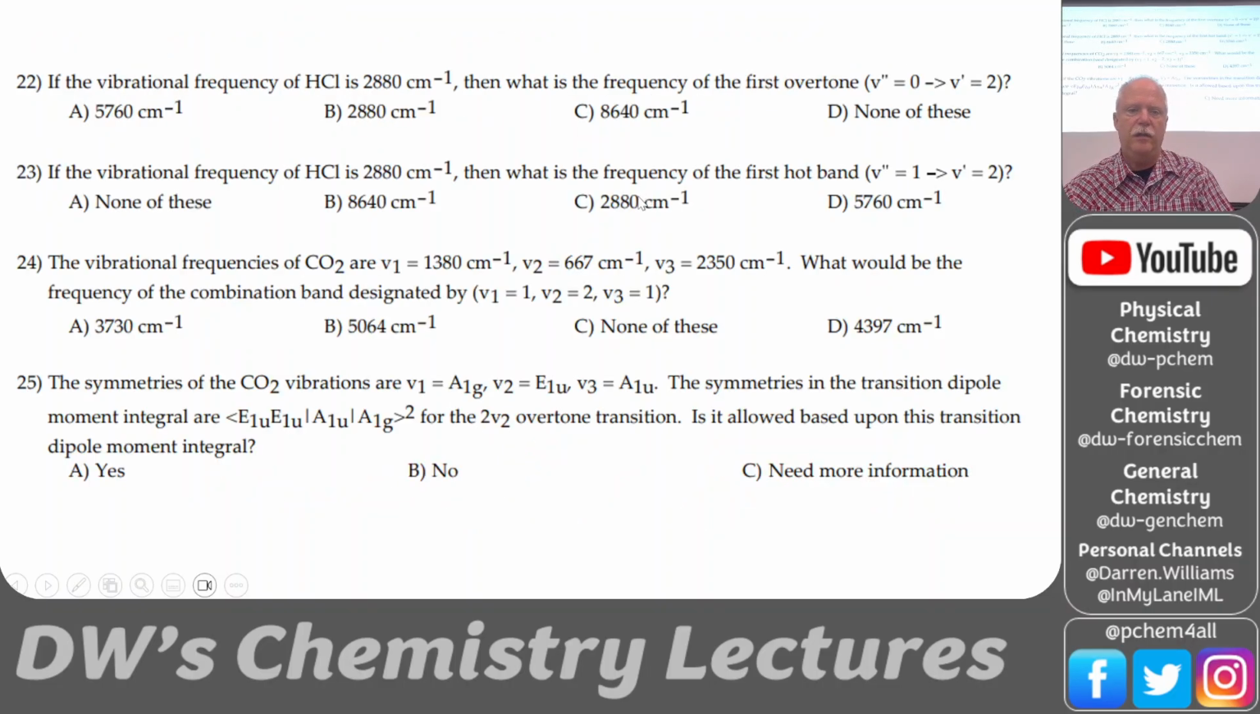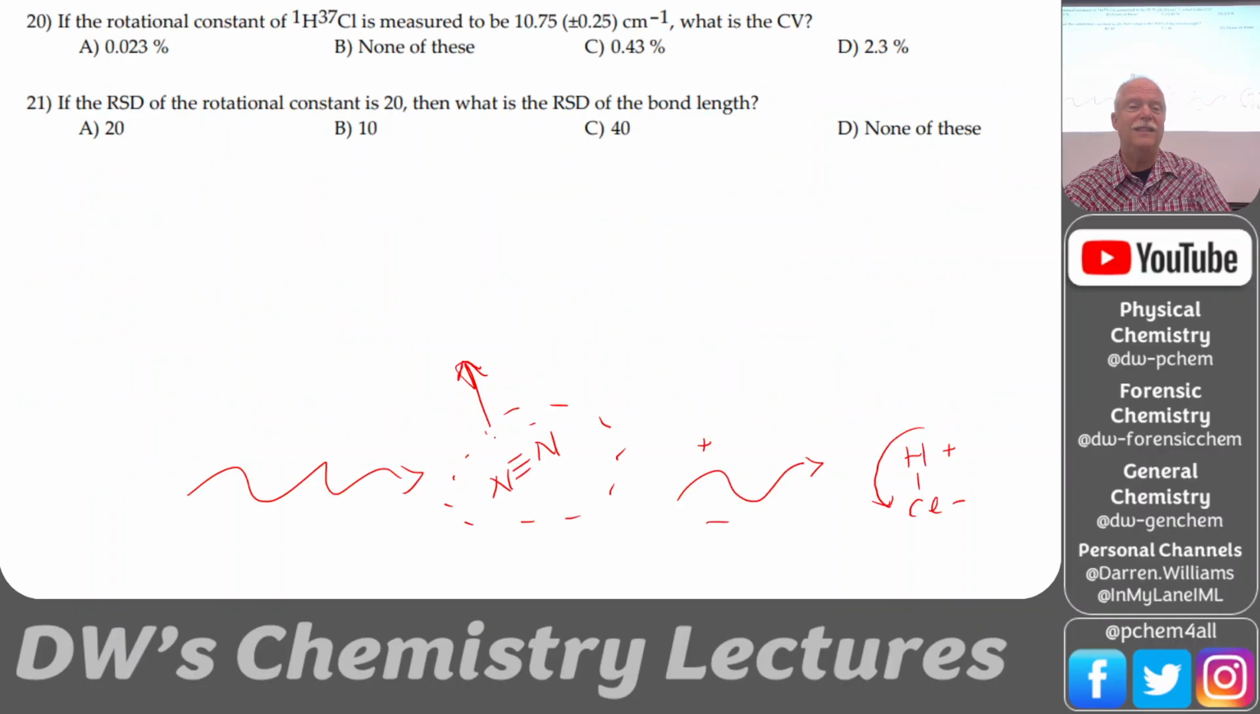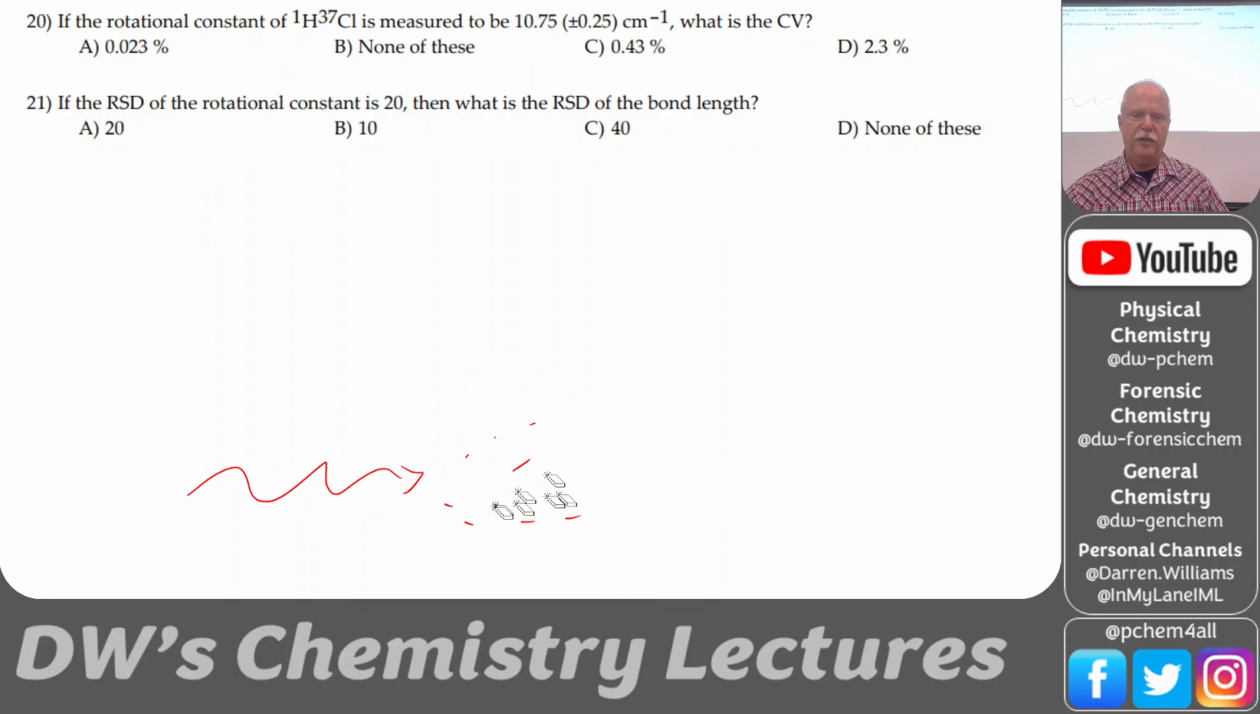Are y'all good with the propagation of uncertainty? Not so much? Yes? No? I see some shaking heads. Okay, so here's an example. The rotational constant is measured to be 10.75 plus or minus 0.25. What's the CV? Okay, so coefficient of variation, that's CV. So go through that online lecture on the propagation of uncertainty, so you understand the terms and understand how to do these calculations.